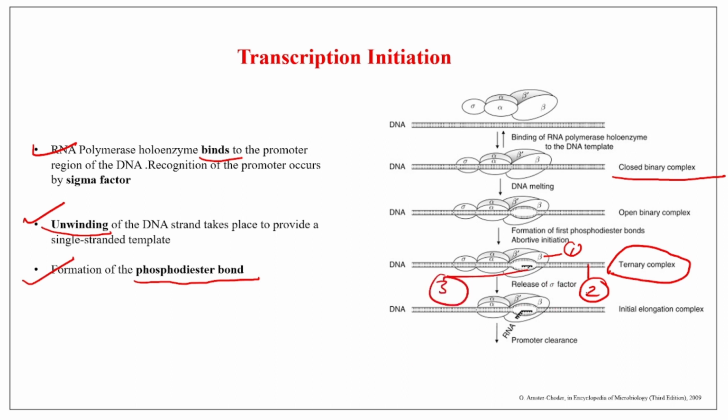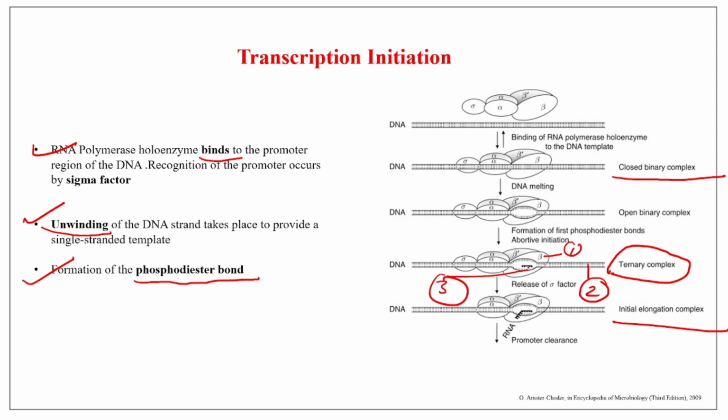Then the sigma factor is released and the elongation takes place. So why do you think the sigma factor is released? The sigma factor is released because now the process has completed. Now there is no use of sigma factor because the main point of sigma factor is to recognize the promoter region. The promoter region is recognized, now sigma factor is not needed.